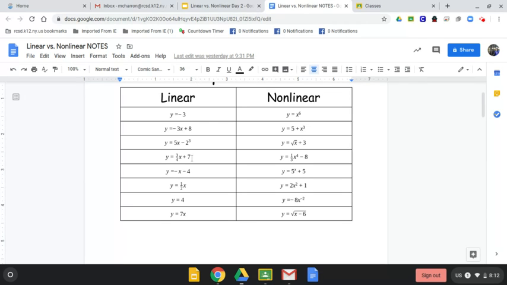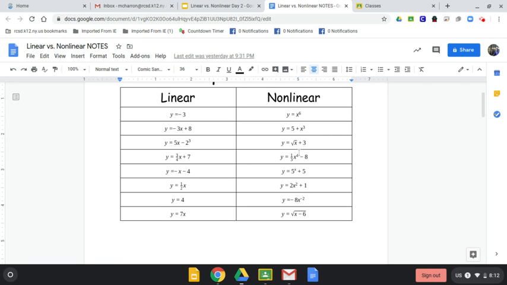Y equals 3/4 x plus 7, linear. Exponent on the x is a 1. Y equals negative x minus 4, linear. The exponent on the x is a 1. Y equals 1/2 x, linear. Exponent on the x is a 1. Y equals 4, horizontal line. Y equals 7x, linear. Exponent on the x is a 1. Notice in all of these, there's no exponents on any of the variables, linear.